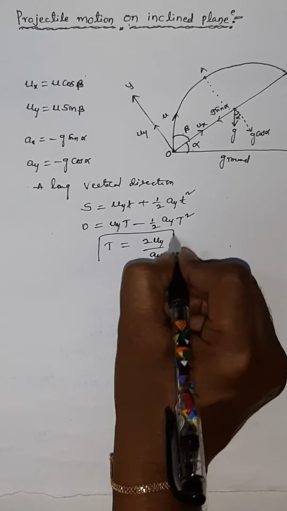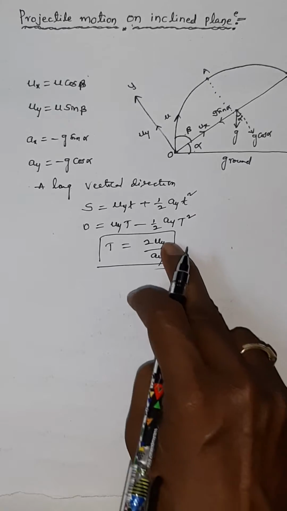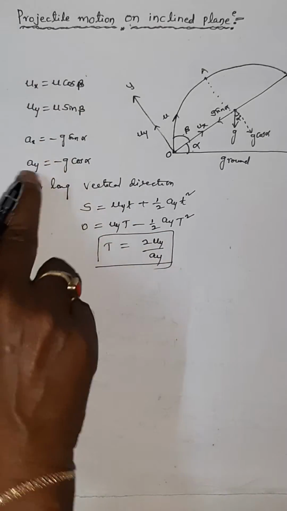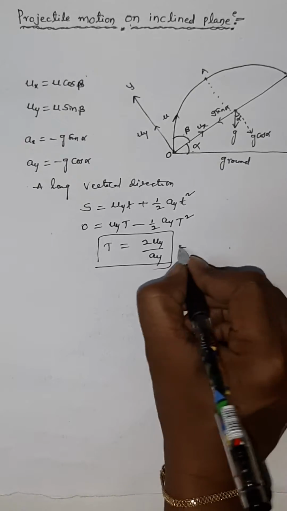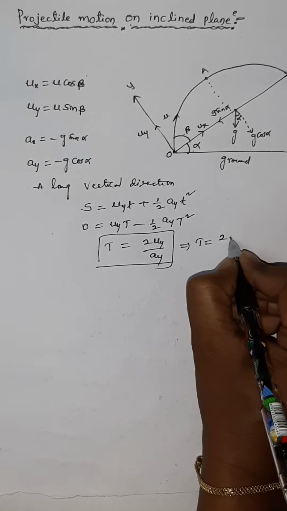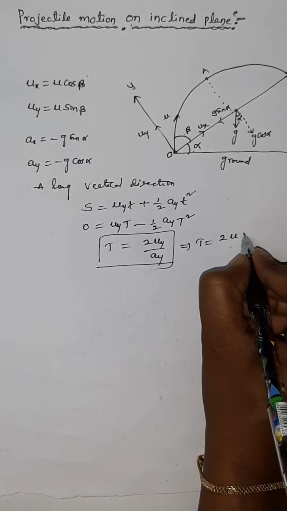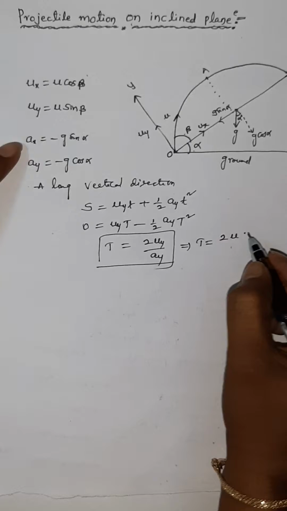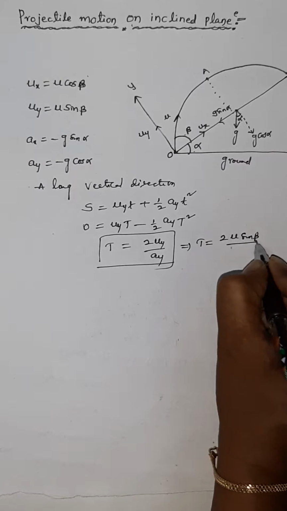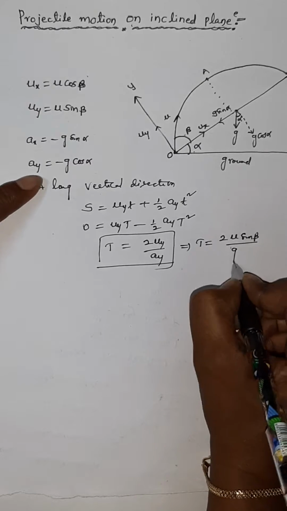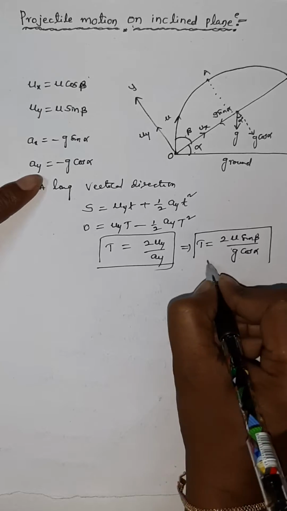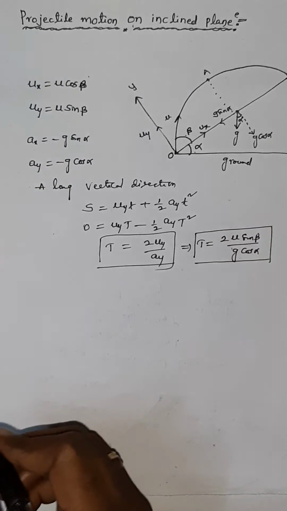It is like 2u by g. Here in place of u we can replace uy, and in place of g just replace ay. So if you substitute, you will get the time of flight of a projectile as 2u sin beta by g cos alpha. So this is the equation of the time of flight of a projectile.